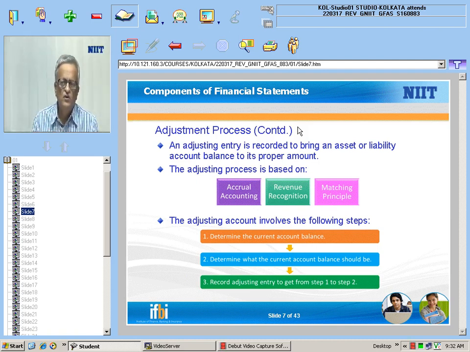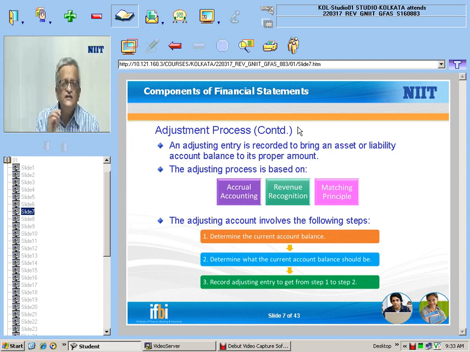Here the word current means present, now. What is the present balance? Current means present. Please remember that. It is not the current account we are talking about. In this context, the word current means the present. So determine what is the present balance, determine what should be the present balance, and vouch for the difference amount. So step 1, step 2 and step 3. Step 3 is the adjusting entry.